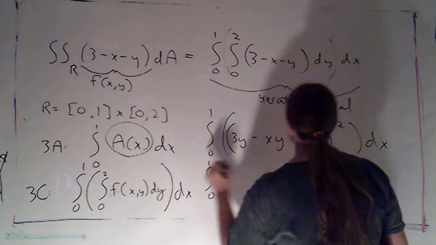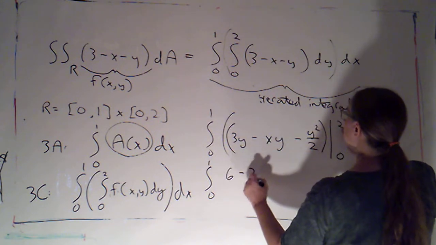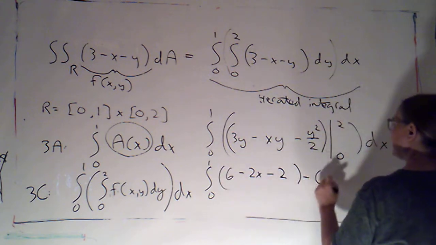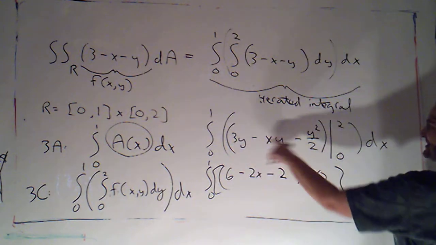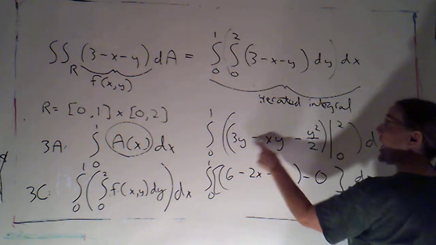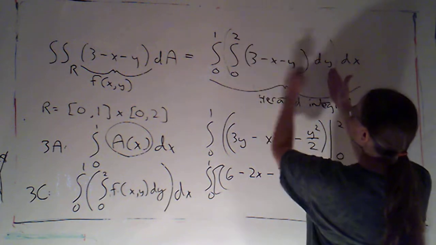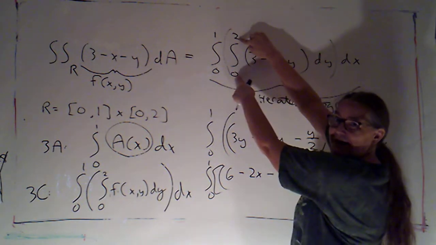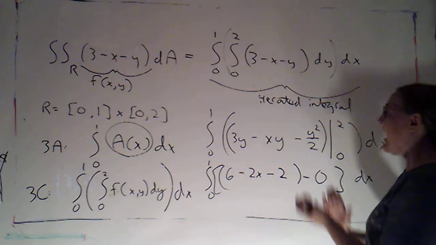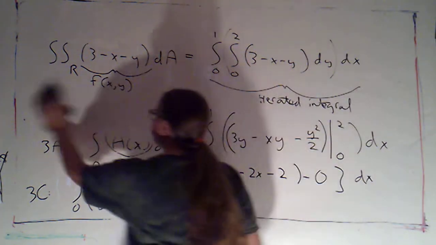So I've got the integral from 0 to 1 of, let's see, that's going to become 6 minus 2x minus 4 halves, which is 2, minus 0 is what I get when I plug in 0, since there's a y in every term, dx. Notice I was plugging in for my y values. Now what that did, this is awesome. When you integrate with respect to y, you replace the y values with these numbers. So I get something that's just a function of x. I can integrate a function of x with respect to the one variable.